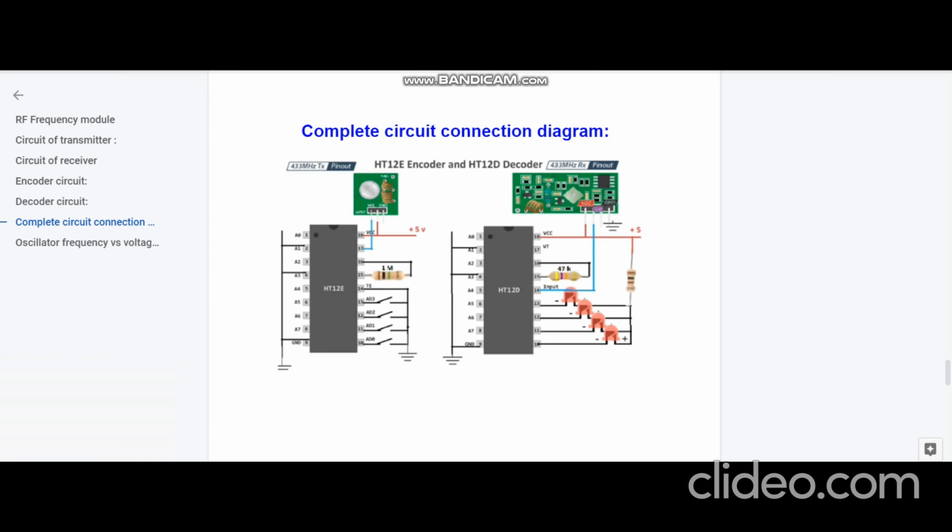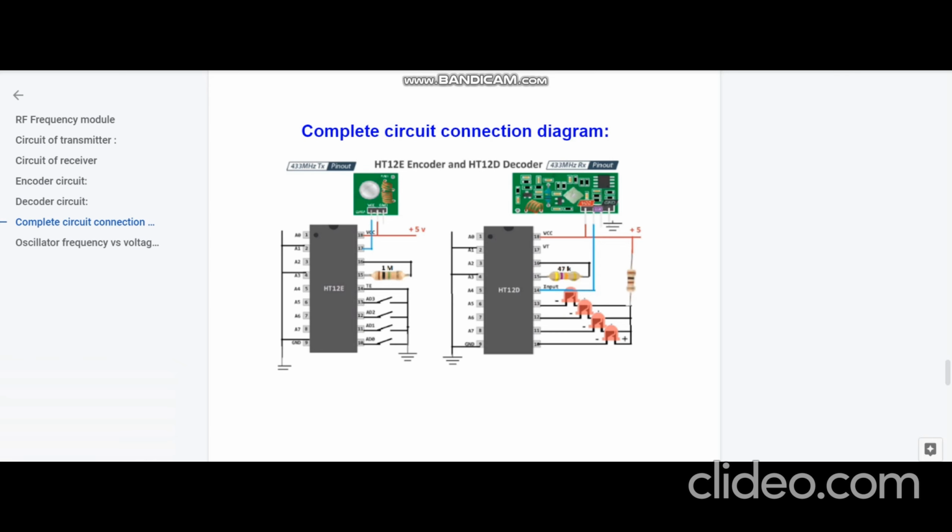Now you will have to set an address sequence. For this, you will have to set some of the address pins as ground. Make sure the address pin sequence is set exactly the same in the decoder IC as well. Otherwise, it will not work. So in my case, I am connecting pin number 2, 4 and 9 to the ground. In the next step, I am connecting pin number 2, 4 and 9 of the decoder ST12D to the ground.